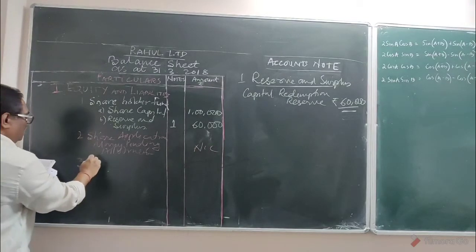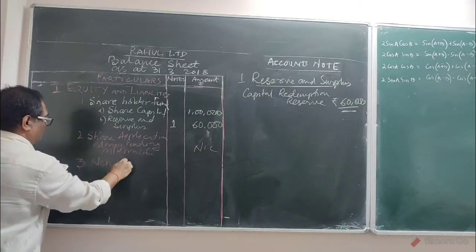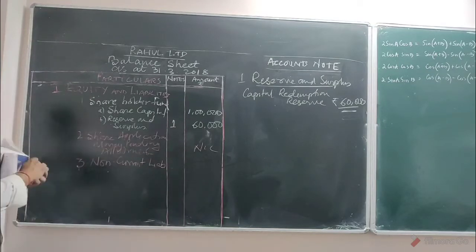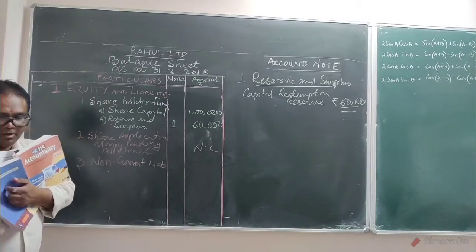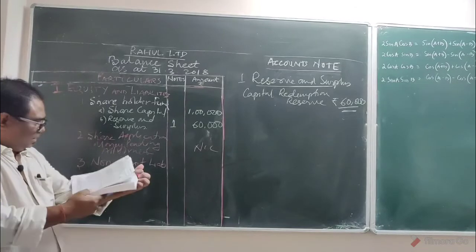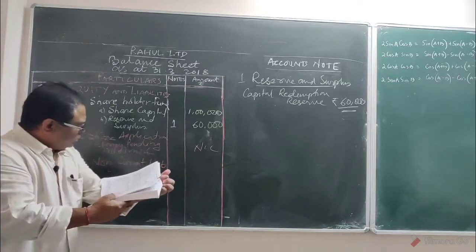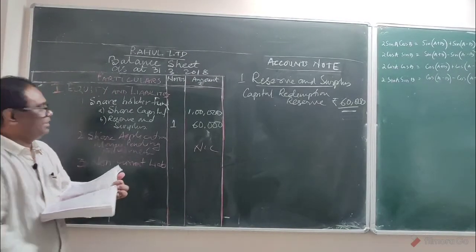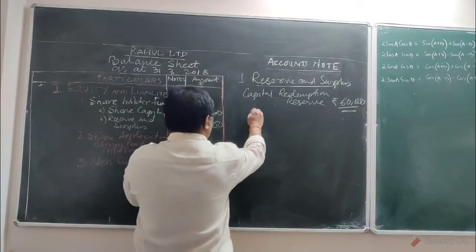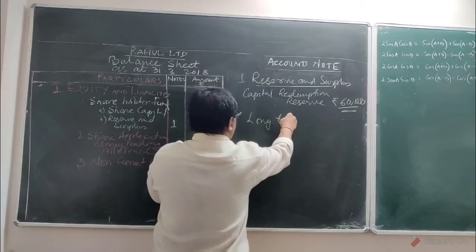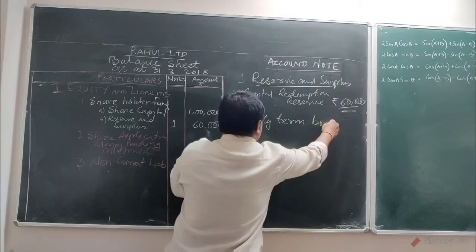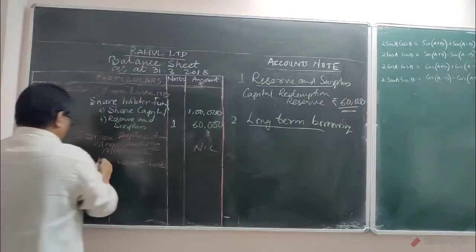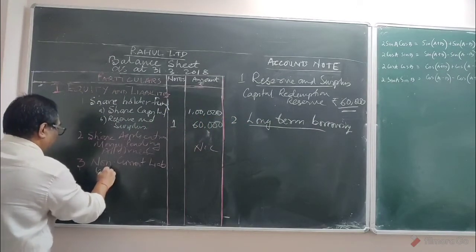Our third major heading is non-current liabilities. Under non-current liabilities, we have 10% debentures. This is long-term borrowing. So here, long-term borrowings.